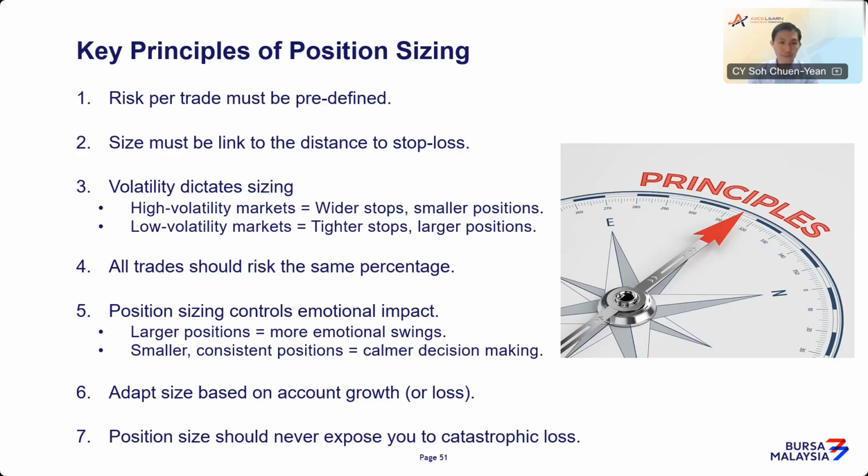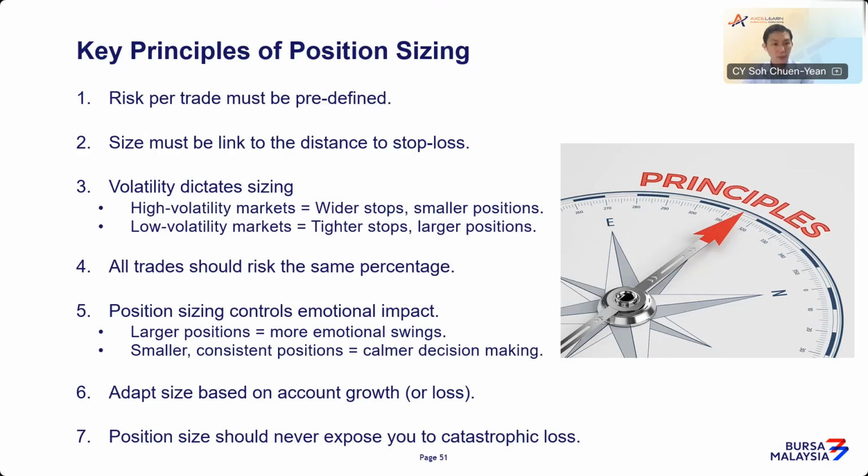And number three, volatility. Again, it dictates your sizing. In highly volatile markets, you need to have wider stops with a small trading position. If the market is having low volatility, you can take tighter or narrower stops, while at the same time you can trade larger positions. But of course, the safe approach is always to trade smaller positions so that you don't risk certain moves in the market, because low volatility can turn into high volatility.